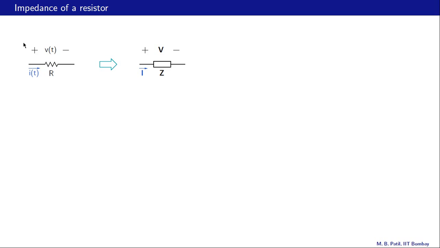Let us now introduce the concept of an impedance, starting with impedance of a resistor first. Here is a resistor in the time domain, that is the resistor current I of t, and V of t is the voltage across the resistor. Now in the frequency domain, we replace this current with phasor I and the voltage with phasor V. And now we can write phasor V equal to phasor I times something called Z, where Z is called the impedance. And let us actually show that we can do that.